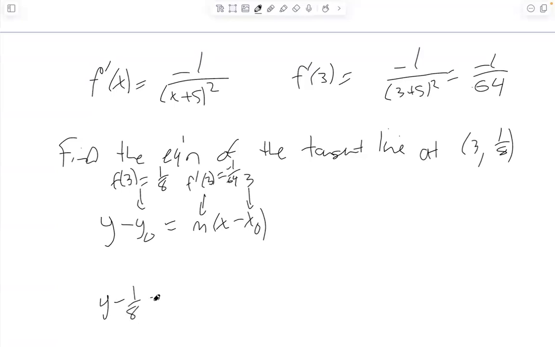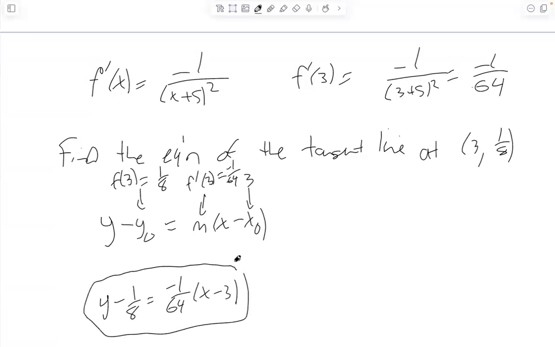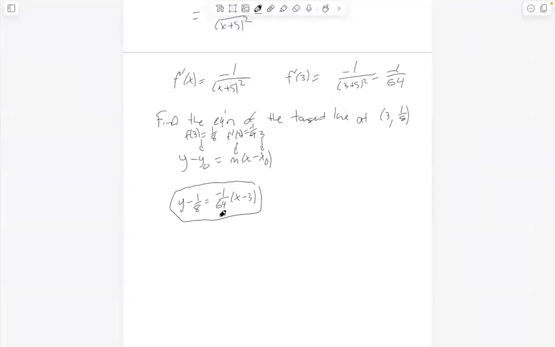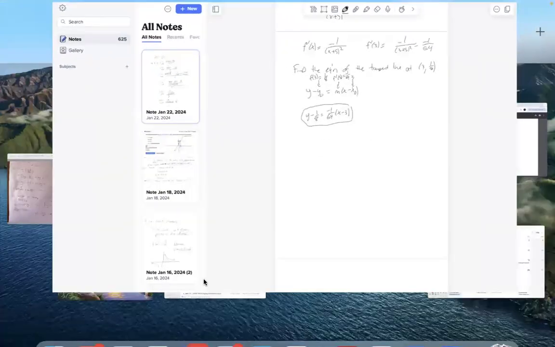So now we just fill everything in. y minus 1/8 equals -1/64, x minus 3. And again, if you needed this in slope intercept form, you would have to distribute and then add over. Back in college algebra, we would care about that. Nowadays, we've done all the hard work. I don't want to deal with the arithmetic of putting this in slope intercept form. So we're just like, whatever, that's good enough. We're done. Okay. And again, I'll upload that document. It will be in the announcement for this assignment.